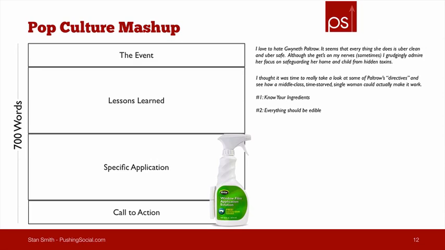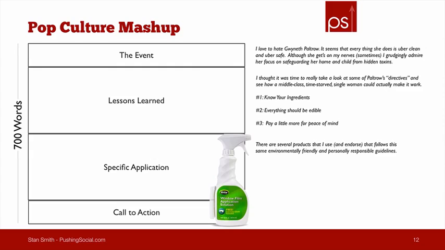Number 2, everything should be edible. Number 3, pay a little more for peace of mind. So again, you're kind of taking what Gwyneth Paltrow may have been talking about and applying it to the specific area that you're focusing in on. And each one of those areas could have a quote, okay, from Gwyneth Paltrow, to kind of flesh out each one of those areas. And then you move into the specific application.